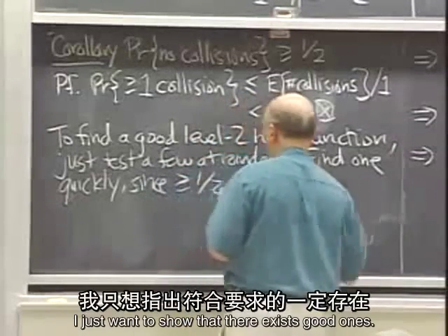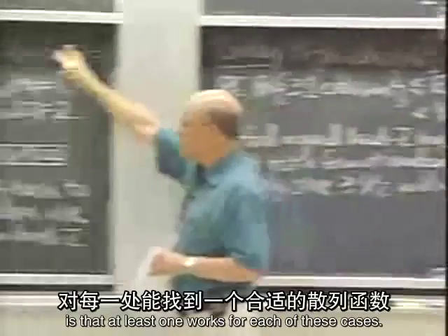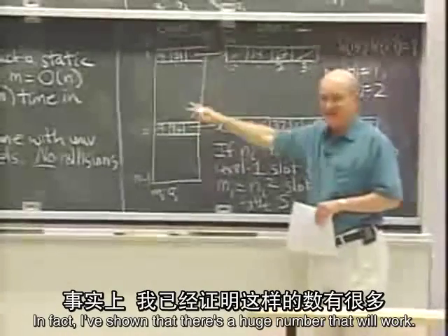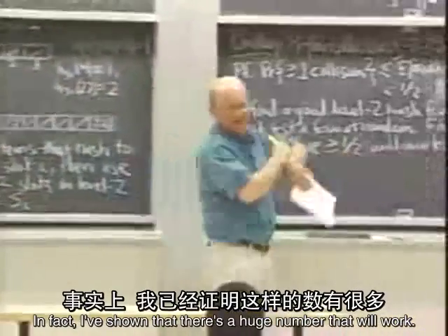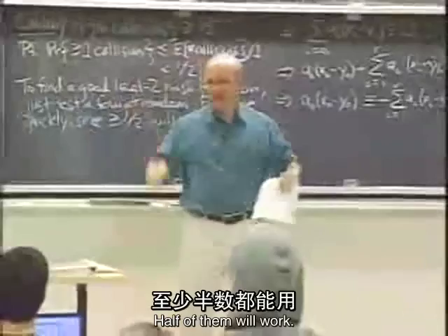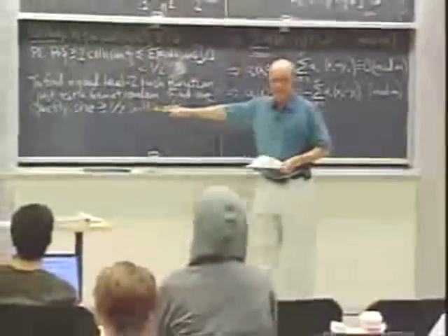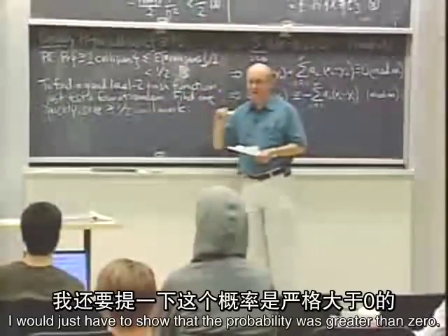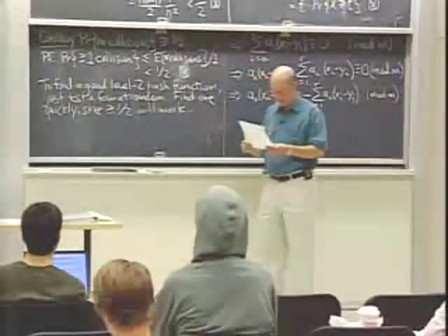If I just want to show that there exist good ones, all I have to prove is that at least one works for each of these cases. In fact, I've shown that there's a huge number that will work. Half of them will work. Okay? But to show it exists, I would just have to show that the probability was greater than 0.